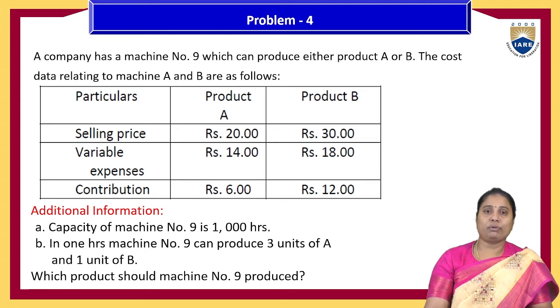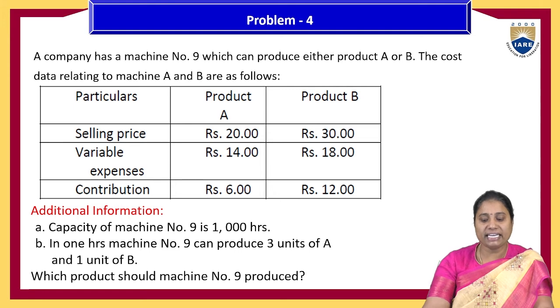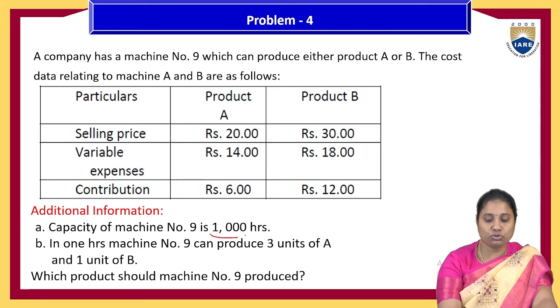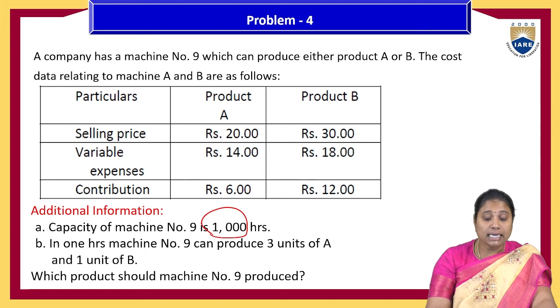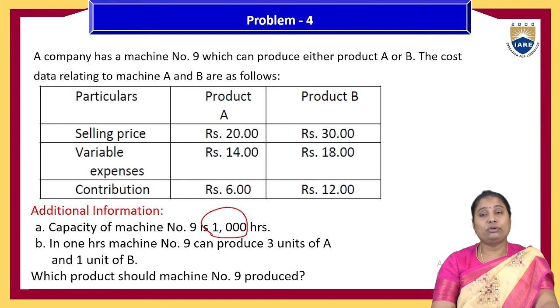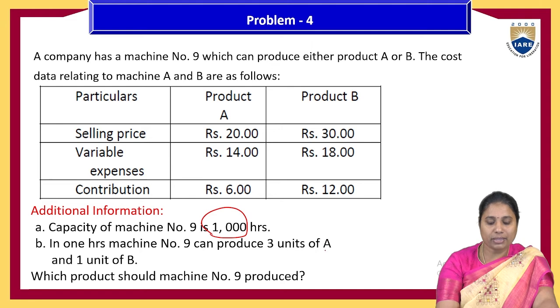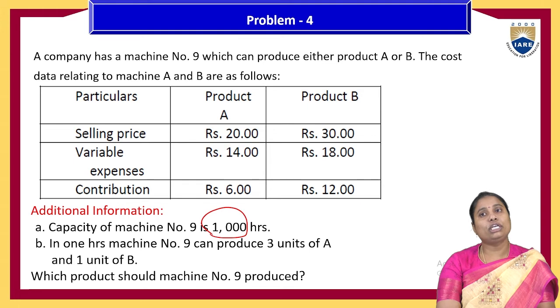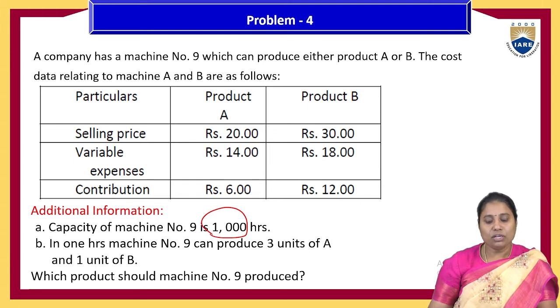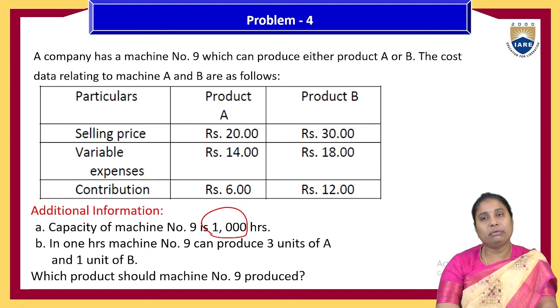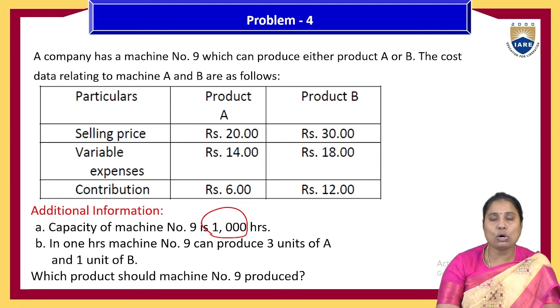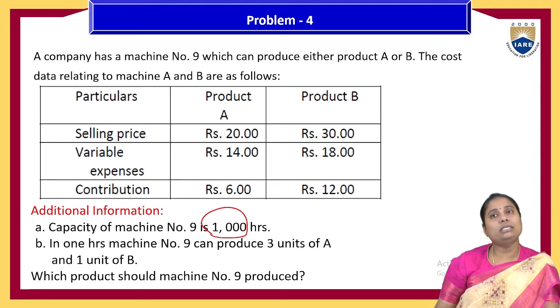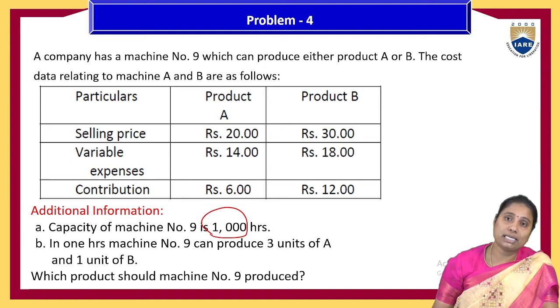The additional data provided is that the capacity of machine number 9 is 1,000 hours. It is going to work for 1,000 hours, and in 1 hour machine number 9 can produce 3 units of A and 1 unit of B. So which product should machine number 9 produce, either A or B? Whichever product has the maximum profit volume ratio, it is better to choose that one as the maximum one.